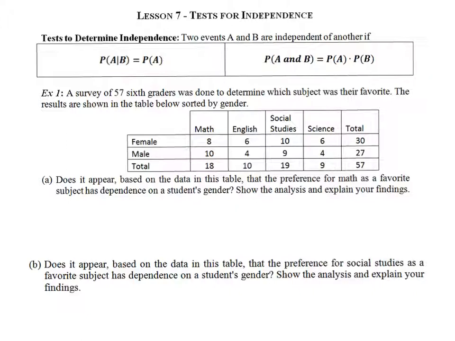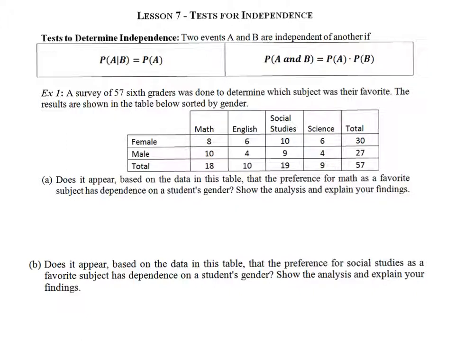So let's take a look at the box at the top of your notes. We are going to be using two different tests to determine independence. If we want to know if events A and B are independent of each other, we can use the test on the left side. The test on the left side uses our conditional probability. So if we find that the probability of A given B is exactly equivalent to the probability of A, then that tells me that events A and B are independent. If that's not true, then the events are not independent and they'll be dependent.